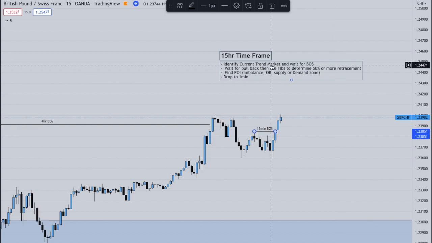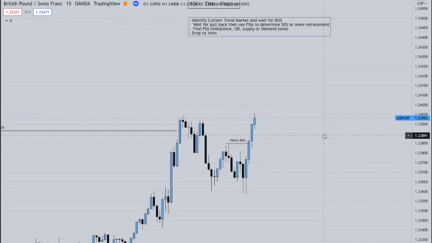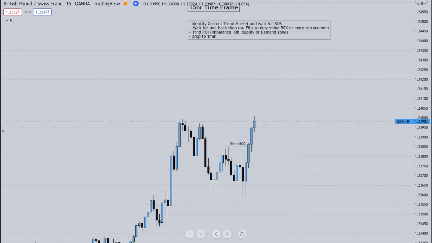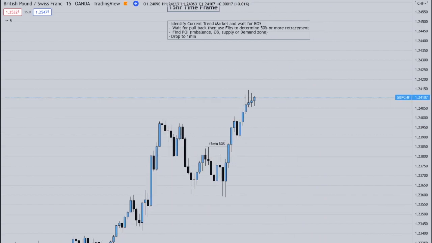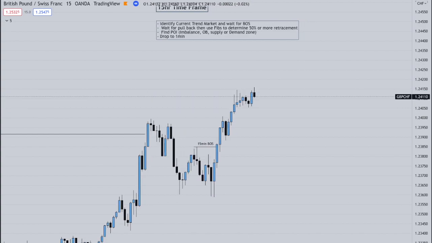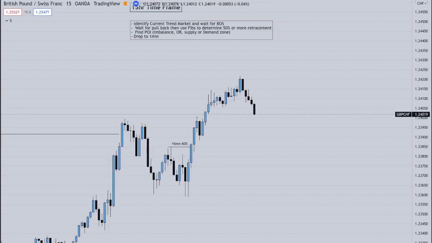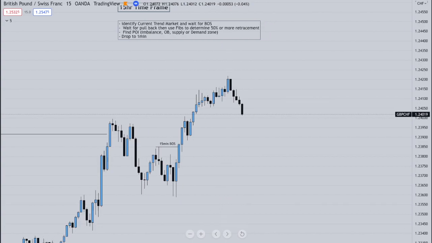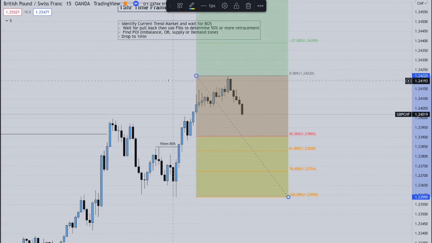So now let's wait for a pullback, and let's use our Fibonacci tool to determine where our point of interest is going to be. Look at price, it's going. All right, you can see that price is starting to pull back. So from there, what does it say? Wait for the pullback, then use your Fibs to determine 50% or more. So we want to take it from this swing low here up to the swing high.